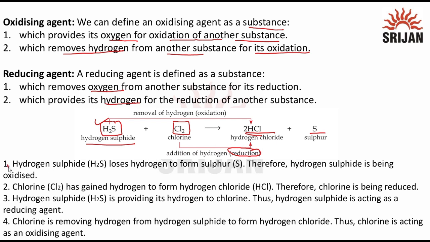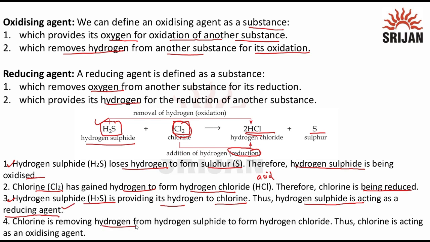So in the first step we can say hydrogen sulfide loses hydrogen to form sulfur, right? Therefore hydrogen sulfide is being oxidized. Similarly, chlorine has gained hydrogen to form hydrogen chloride, that is HCl acid, right? Therefore chlorine is being reduced, right? Third point is hydrogen sulfide is providing its hydrogen to chlorine. Thus, hydrogen sulfide is acting as a reducing agent. That is reducing chlorine here. That's why it is a reducing agent here.